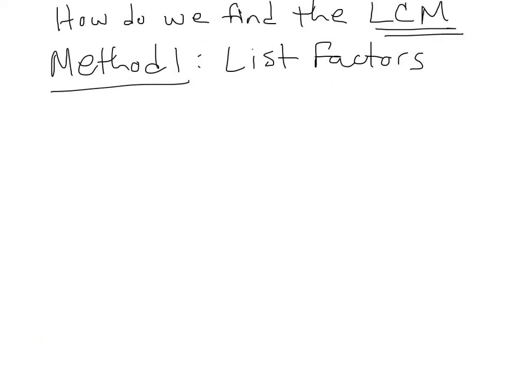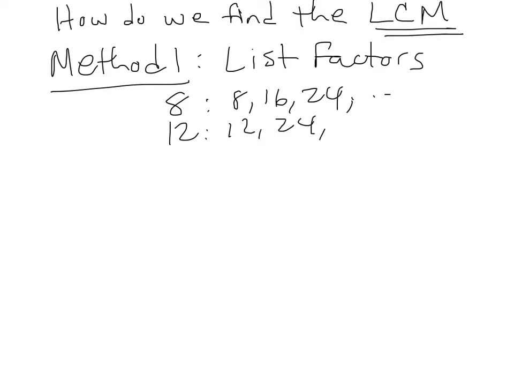How do we find the least common multiple, you may ask? Well, method 1, list the multiples, kind of like we did before with 8 and 12. You just simply list 8, 16, 24, and so on. Same with 12, list 12, 24, and so on until you find something that is common. The first one that you find is the least common multiple between the two numbers.